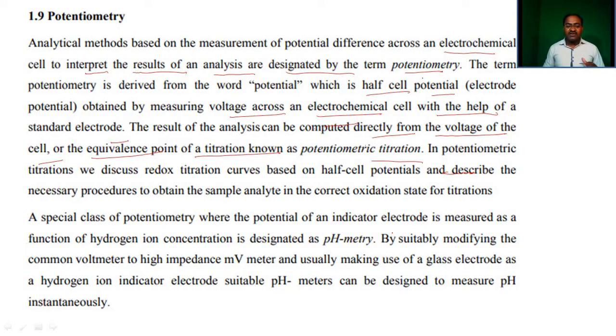It is a special class of potentiometry where the potential of an indicator electrode is measured as a function of hydrogen ion concentration, designated as pH metric, by suitably modifying the common voltmeter to a high impedance millivolt meter, usually making use of a glass electrode as a hydrogen ion indicator electrode. Suitable pH meters can be designed to measure pH instantaneously.